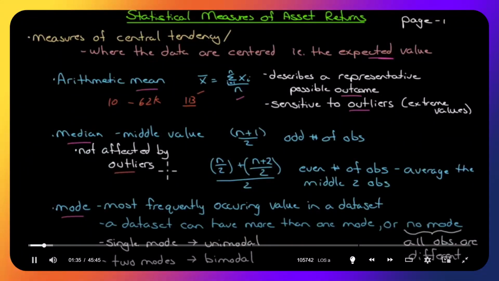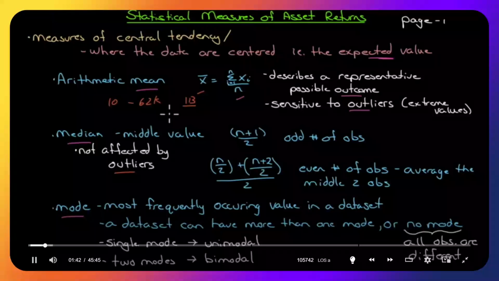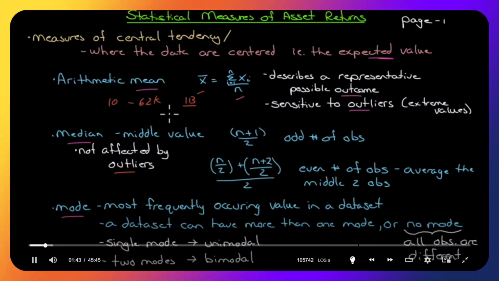This is not affected by outliers. So with 11 individuals in the room, if you rank them from highest to lowest and take the sixth person, you'd have 5 above and 5 below. The sixth person would have an income of $62,000. That would be representative of a possible outcome. So how do we determine the middle observation? If you have an odd number of observations, it's n plus 1 over 2. Well, here we had 11. So 11 plus 1 over 2 is the sixth observation.